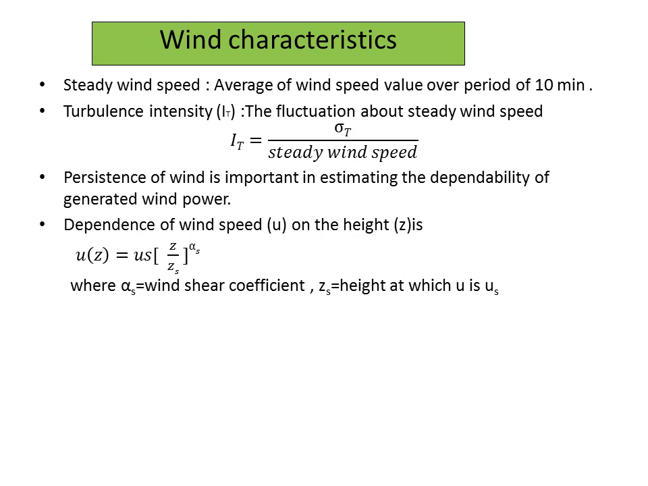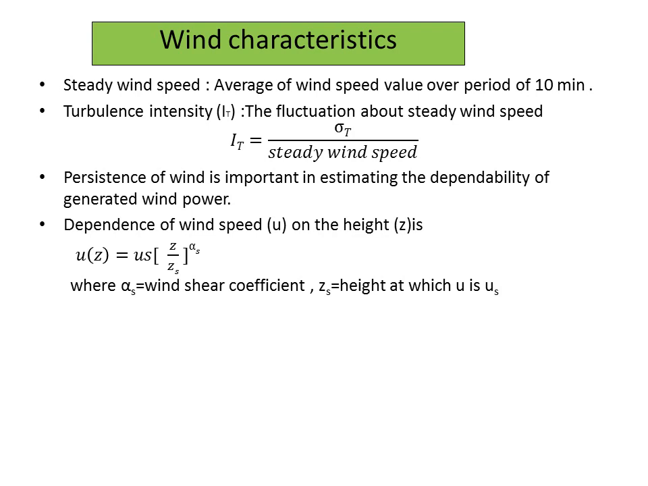The first characteristic is steady wind speed. Steady wind speed is nothing but the average of wind speed values over a period of 10 minutes. The fluctuation about this steady value is called turbulence intensity. This turbulence intensity is defined as the ratio of the standard deviation sigma t of the wind speed to the steady wind speed. As the standard deviation increases, the steady wind speed also increases, and the turbulence intensity depends on terrain and height. The steady wind speed is characterized by its persistence and frequency distribution.